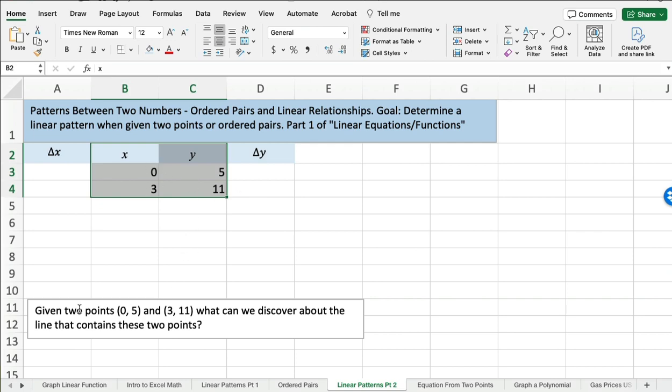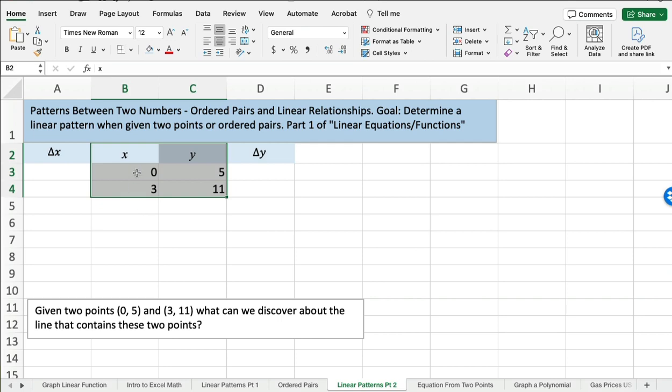So we start with 2 points, (0, 5) and (3, 11). And if we were to plot them, we could connect the 2 points with a straight line. And we want to know something about that straight line. So this is part 1 of our video, which is just going to address what are the patterns in X and the patterns in Y that we see.